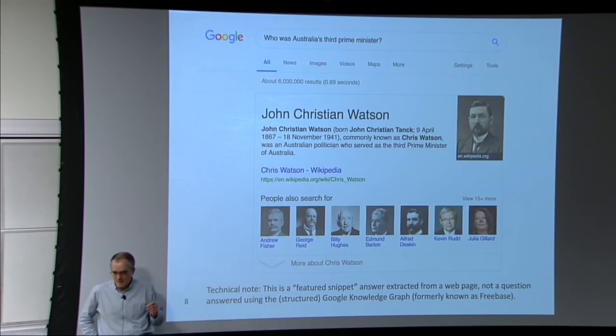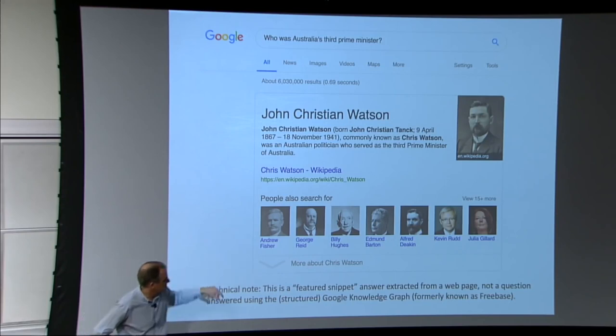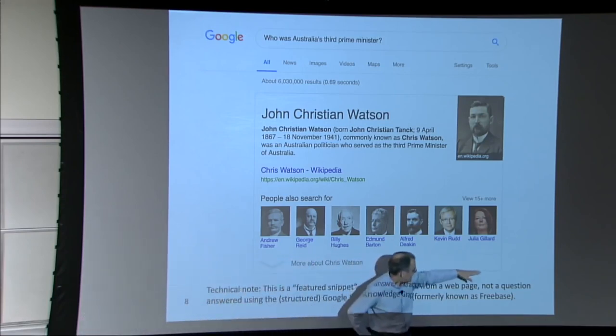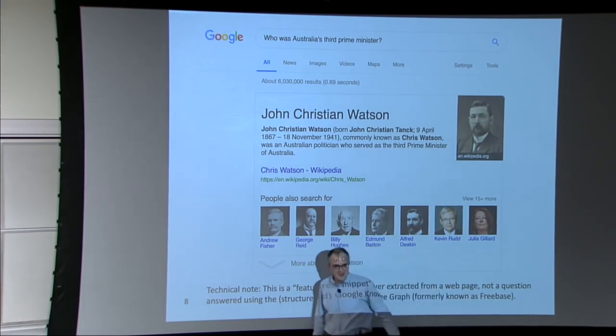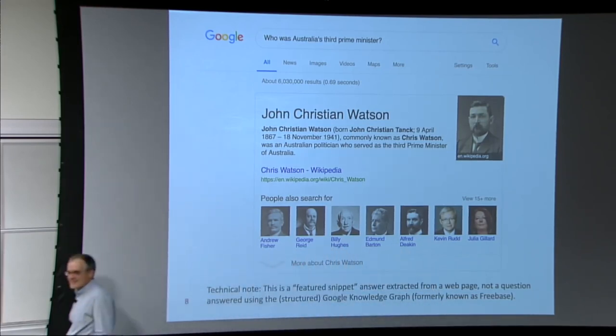If you're wanting to explore these things, if you get one of these boxes down here where I've cut it off, there's a little bit of gray that says, how did I get this result? And if you click on that, it actually tells you what source it's getting it from, and you can see if it's doing it from the textual question answering system or from something like the knowledge graph.